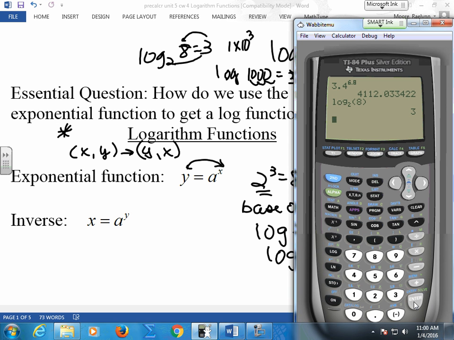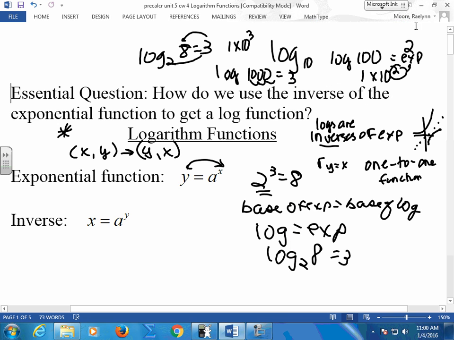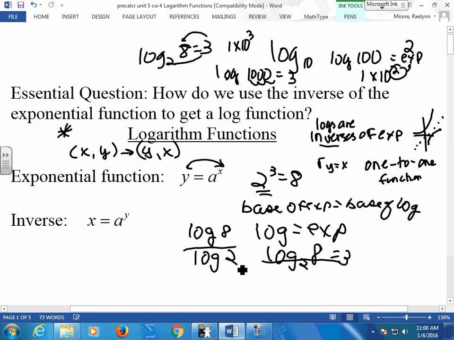Another way to do change of base, especially if you're using the 83 calculators where you don't have this, is to change the base yourself. It's very, very simple. Draw a line like this. Leave that guy below the line. So you say log base 10 of 8 over log base 10 of 2. So if you put this in your calculator, log 8 divided by log 2, you will also get 3.